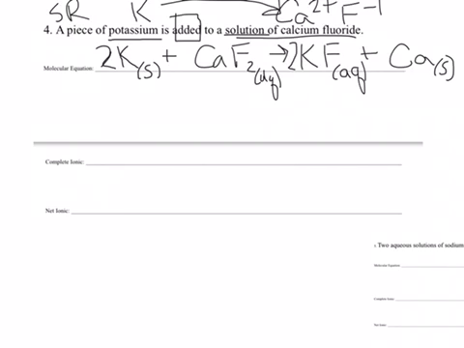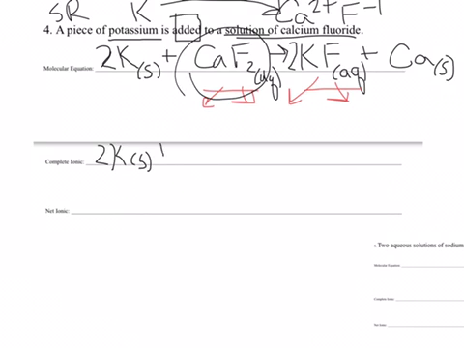From there, I am going to move to my complete ionic equation. In order to do that, anything that is aqueous needs to be split apart into its ions, into charges. Anything that is solid, liquid, or gas is going to be rewritten exactly as it was before. So because potassium is a solid, I'm going to leave it alone. No charges written on it. Solids, liquids, gases, no charges. It is only the aqueous compounds that get split apart into their ions.